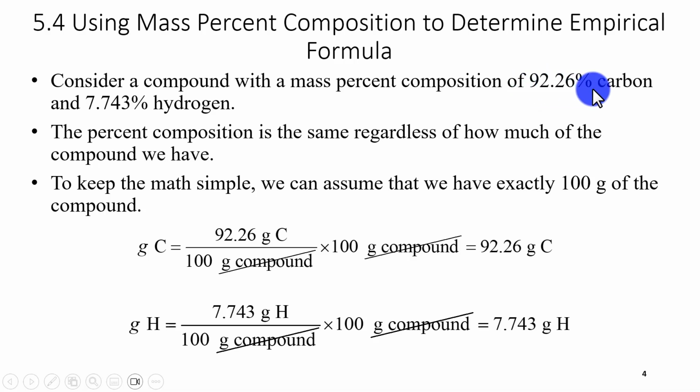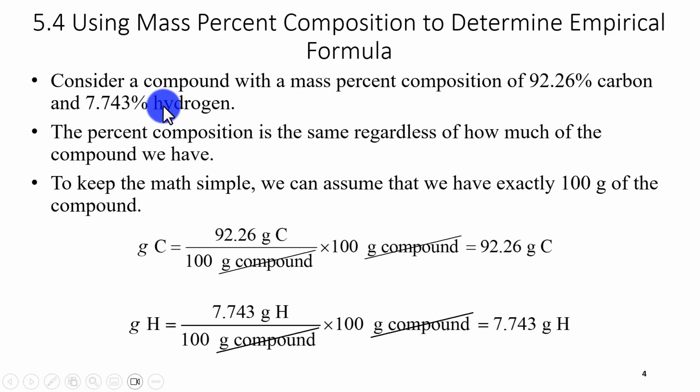The 92.26% tells me that out of 100 grams of the compound, 92.26 grams are carbon. That's what that percentage tells me. So if I assume 100 grams of that, then the grams of carbon that I have would be 92.26. Now, if the problem gave me 1,000 grams, then I would have 1,000 here, and I would have 922.6 grams of carbon, right? Same thing.